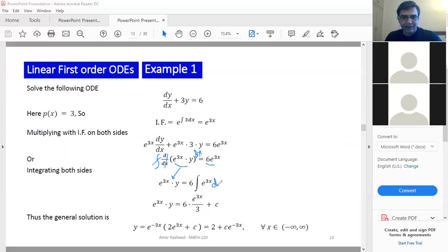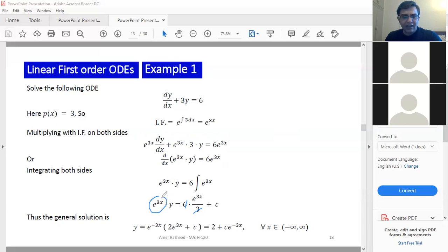There is a typo here. I should have written d by dx here. Now we obtain this. After integrating this term, what do we obtain? The integral of e raised to the power 3x is e raised to the power 3x divided by 3. So 3 twos are 6 here. We can cancel them, and we obtain e raised to the power 3x plus c.